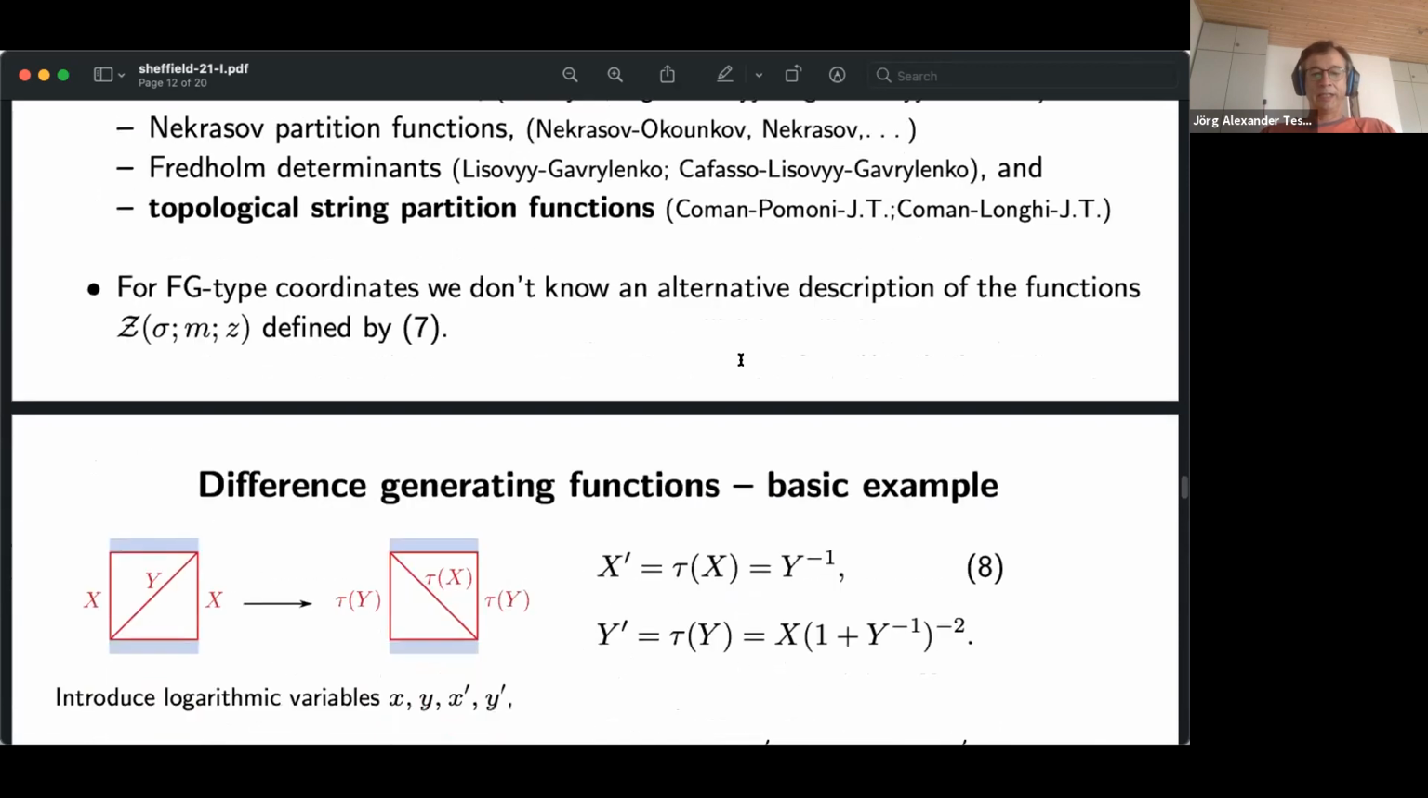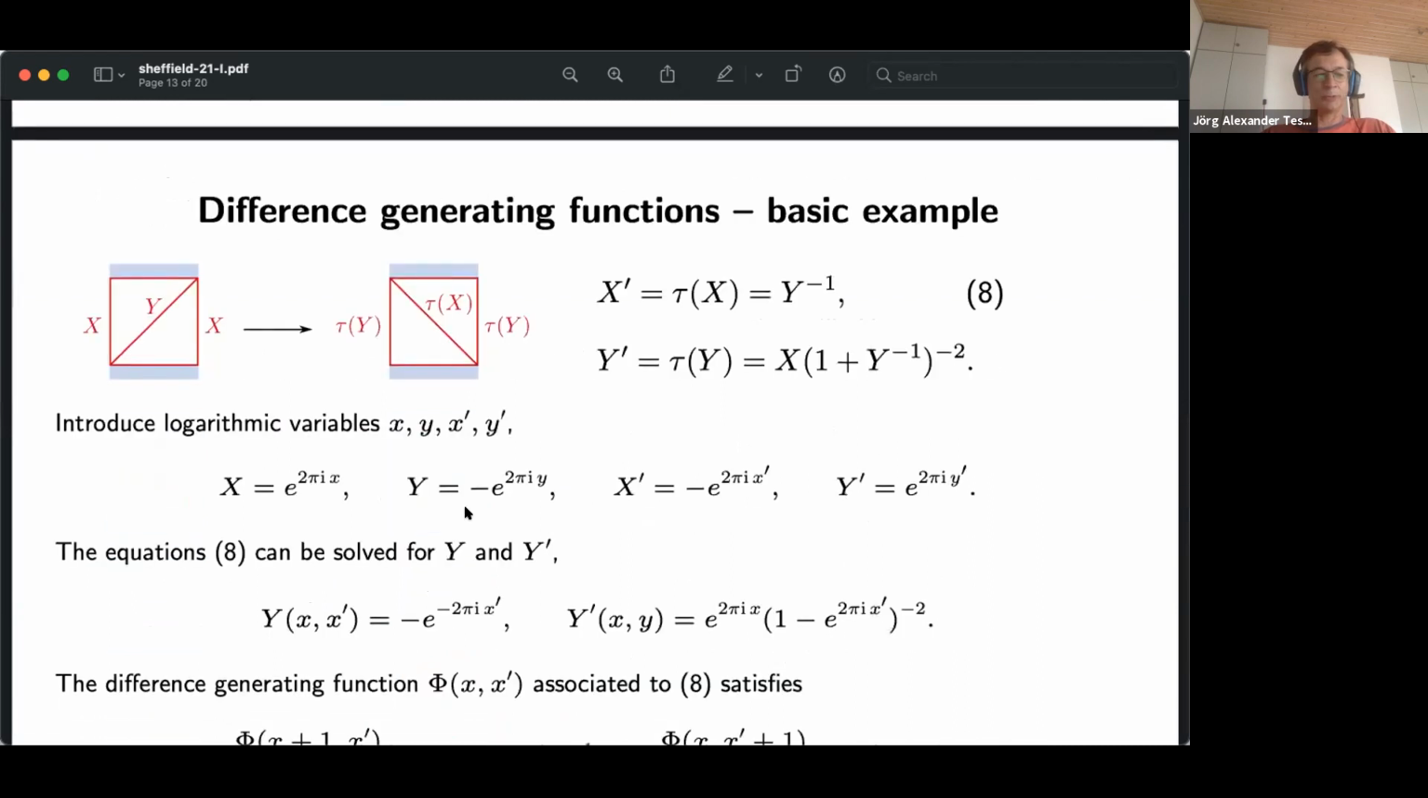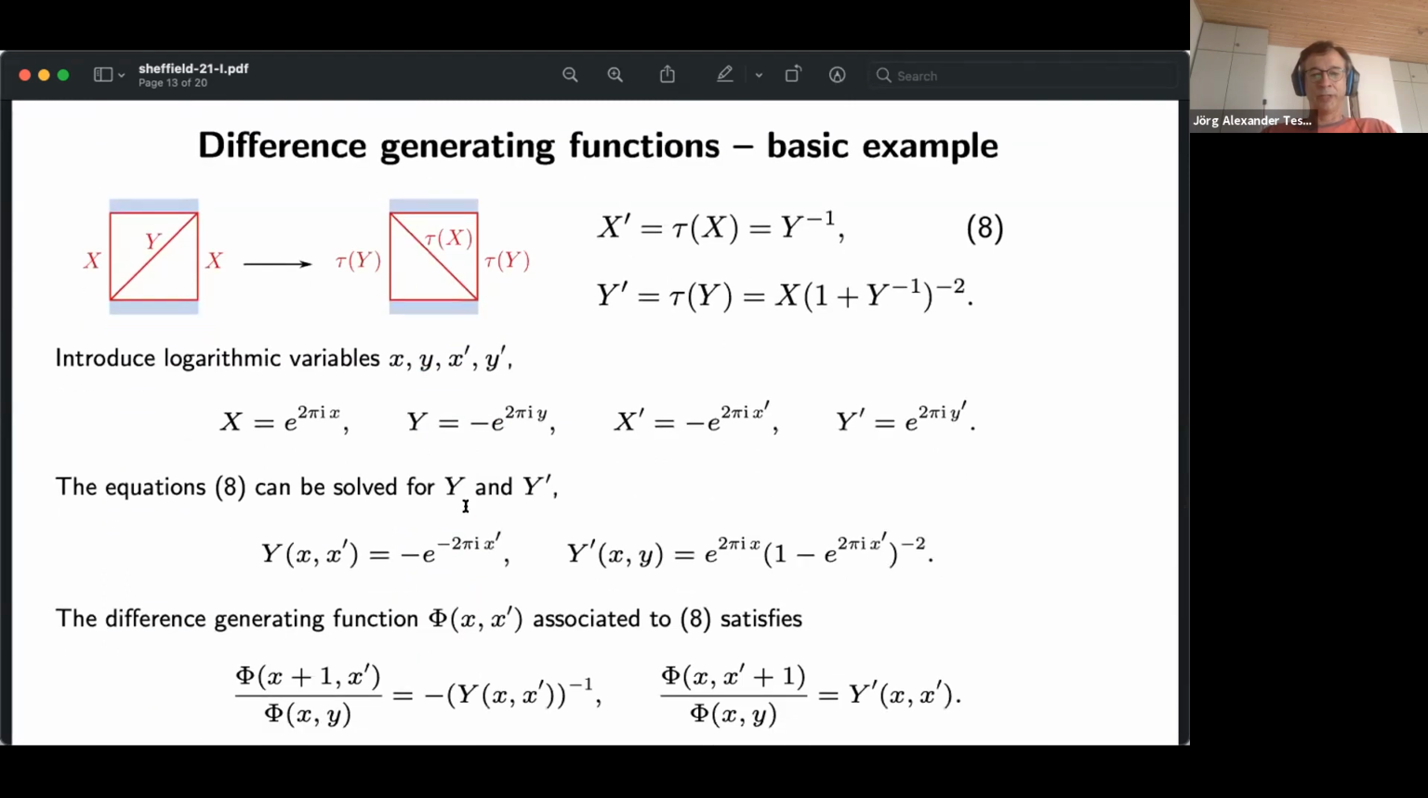Okay. Here, maybe I can be quick. So, difference generating functions: maybe we can have a quick look at one of the basic examples, which is exactly the flip, which we briefly looked at when we introduced Goncharov coordinates. So how would they look in this case?